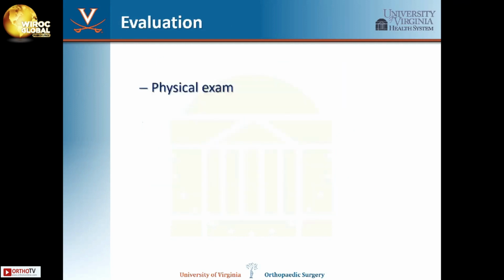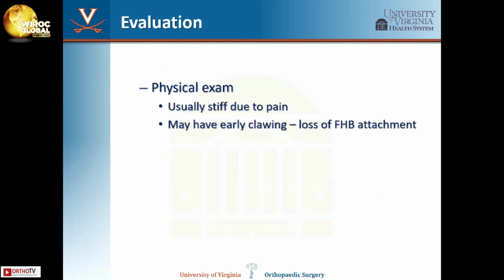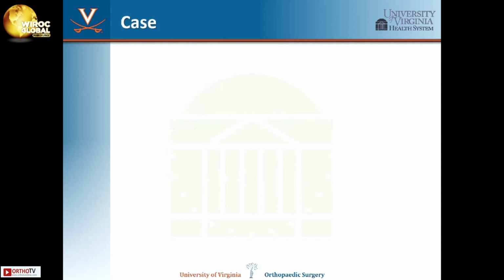Evaluation of the patient with a turf toe injury obviously starts with physical exam. Usually they're going to be very stiff, especially in the acute phase due to pain and swelling. They may have early clawing and a severe rupture due to loss of the FHB attachment. You want to look for sagittal plane instability, which is often very difficult due to pain and swelling. And then you want to look for hallux valgus, which I think is, in my experience, more common than hallux varus with these injuries, although you can have either. But you want to look to see if there's also concomitant injury to the collateral ligaments.